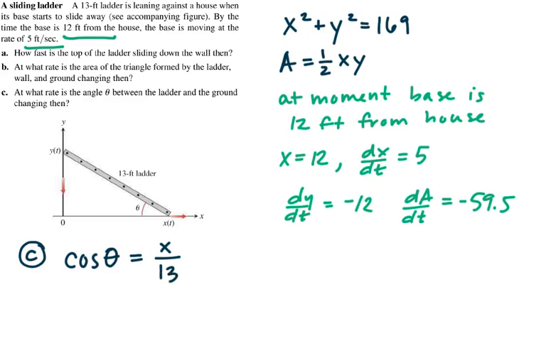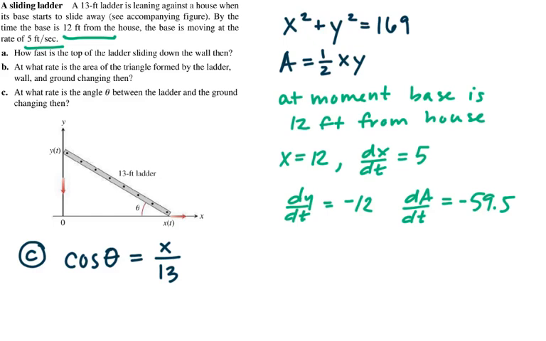So I picked to use x, and I don't want to plug my 12 in yet because that 12 can change depending on where the ladder is in its sliding process. But I picked cosine because I knew I had that information. I could have also used sine and said opposite over hypotenuse, y over 13. I just went with x because we were given x in the original part of the problem, and x was adjacent to that angle. Okay?